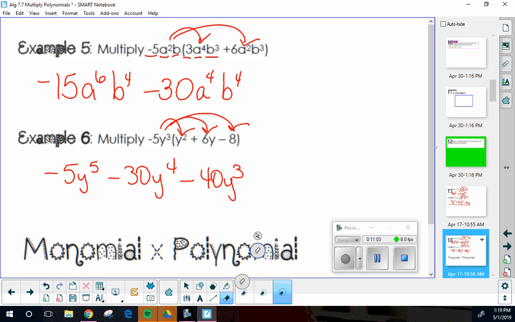Okay, when you're done, look up and see if you got the right answer. Minus 5y to the 5th, minus 30y to the 4th, and this is a negative times a negative, so that would be a positive 40y cubed.